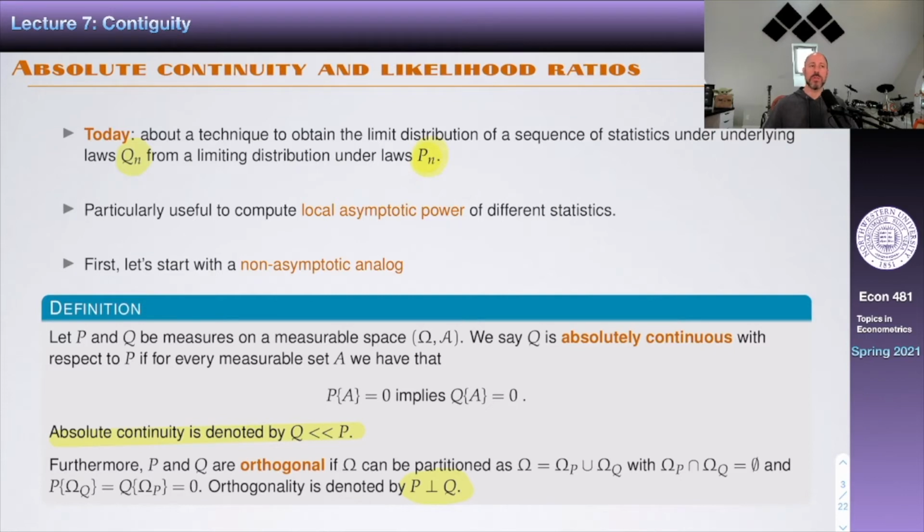So if you just want to put this in the simplest terms possible, absolute continuity is essentially going to tell you that the support of Q is included in the support of P, right? So if P assigns probability zero, Q assigns probability zero, okay? And then orthogonality means that they just put positive probability on different areas of the space, okay? So they're not overlapping.